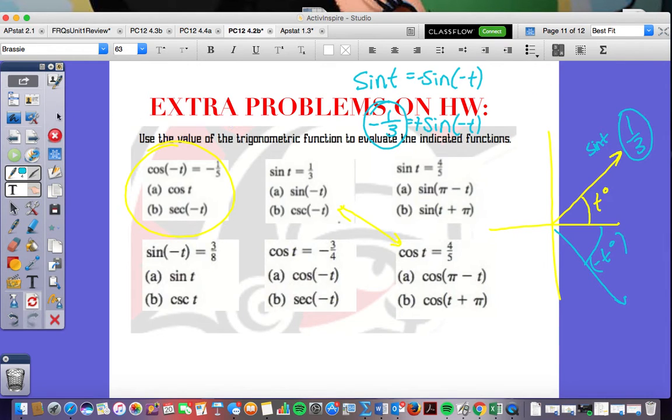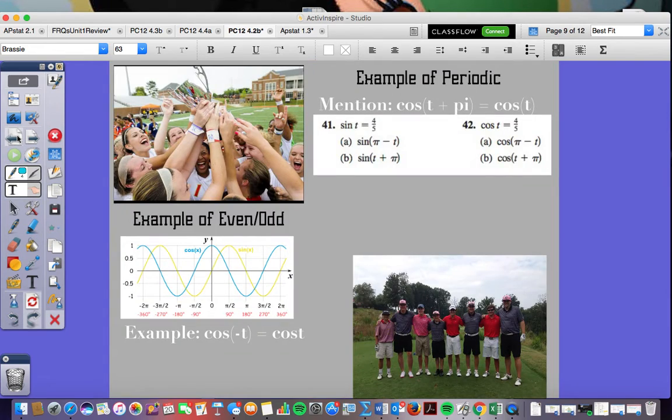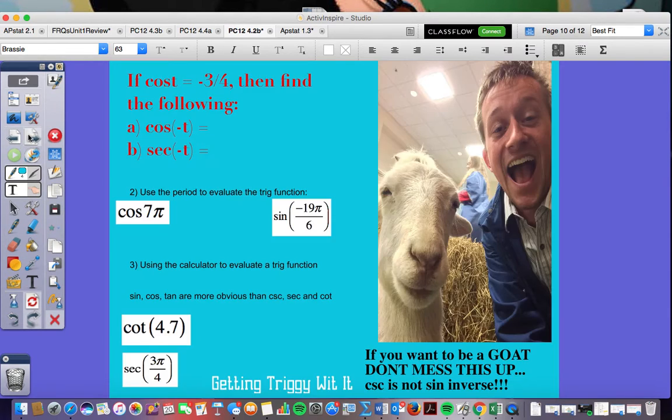9:08. Okay, we've got about 7 minutes left. All right, boom, boom, boom. Okay, we hit on that. All right, hopefully you like my goat picture.